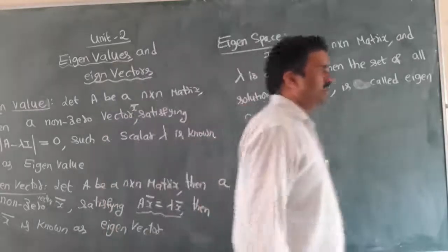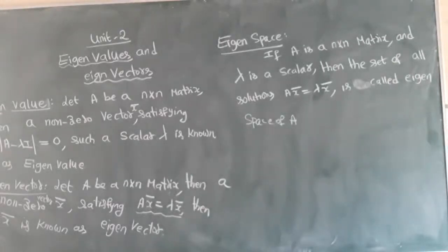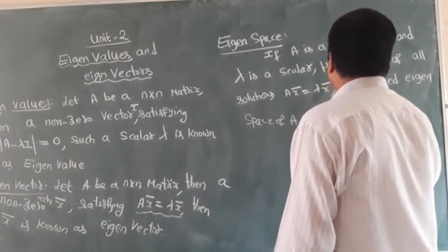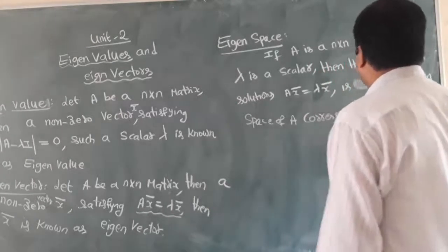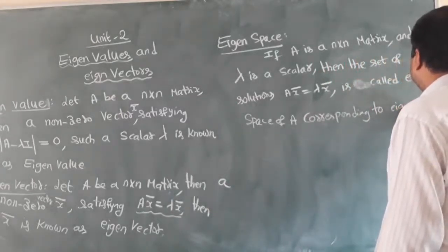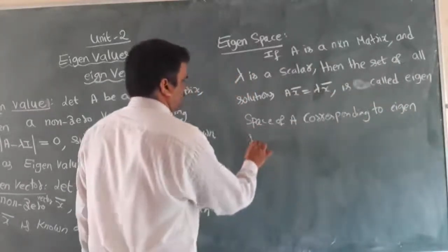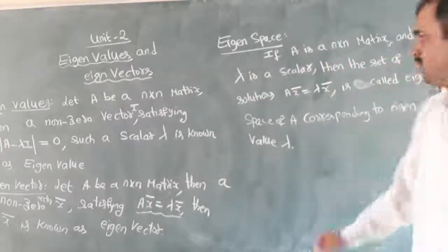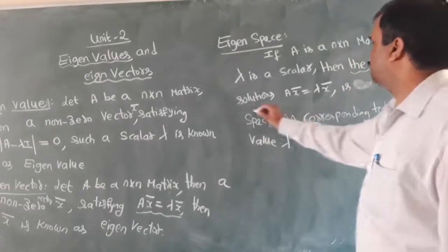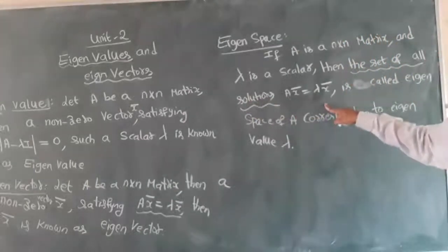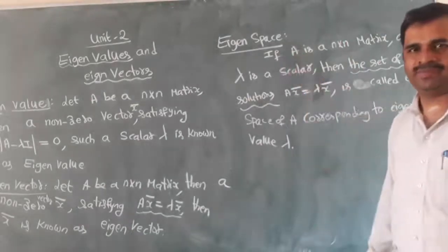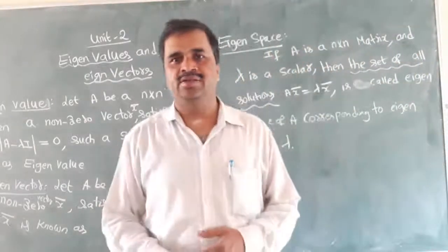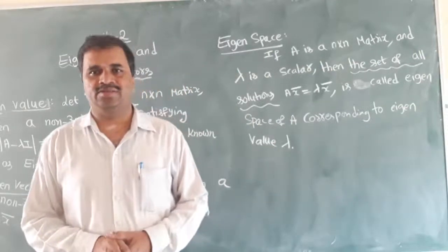Corresponding to the eigenvalue lambda. The set of all solutions of A x bar equal to lambda x bar is called the eigenspace of A. If you get different solutions, the set of all the solutions is known as the eigenspace of A.